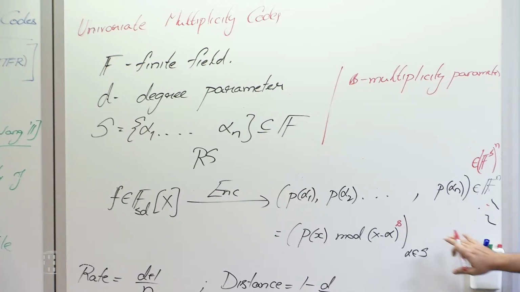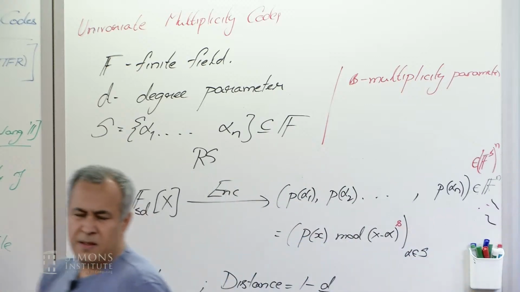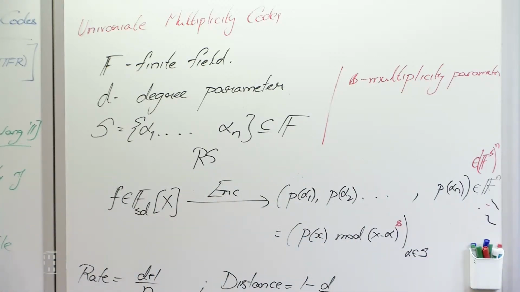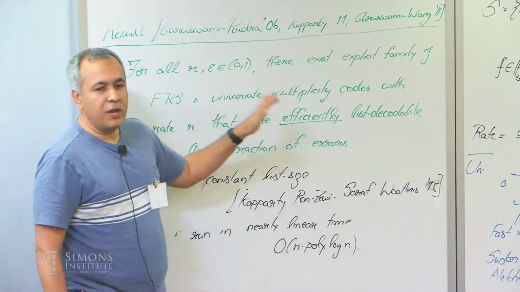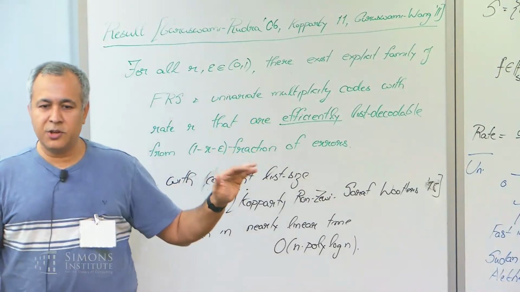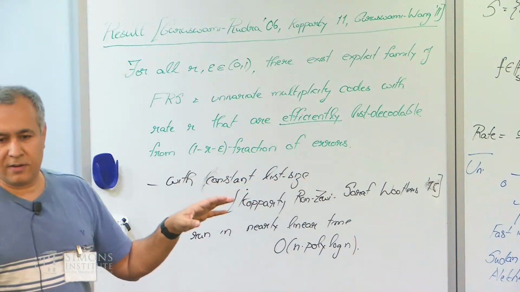And by the way, this definition works over all fields. When I talk about derivatives, we have to be a little careful about what derivatives mean. Derivatives make sense only when the characteristic is large enough. And currently, all the efficient list decodable results are only known when the characteristic is large enough. So we will assume that the characteristic, in fact, is large enough.